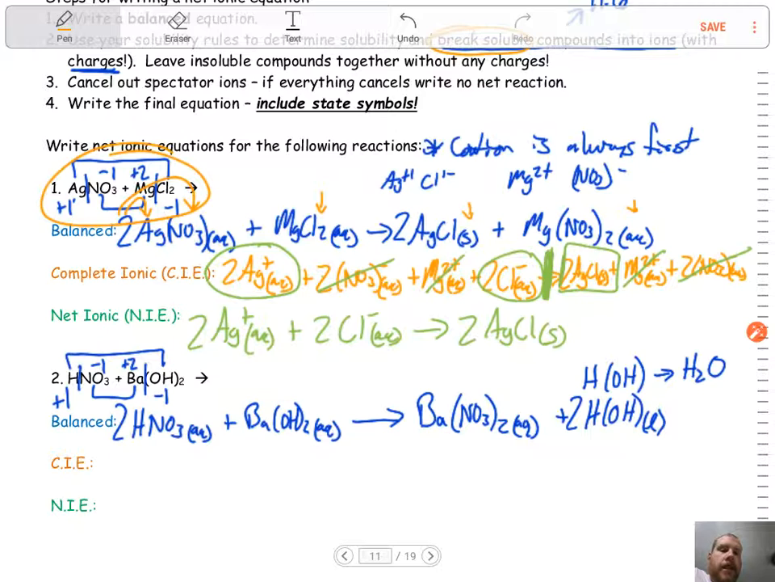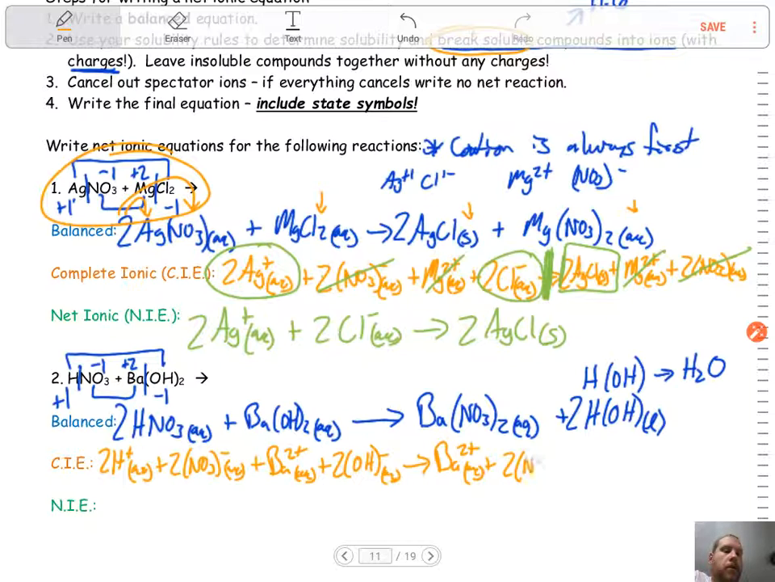So HNO3, that's going to be broken up. I've got 2 hydrogen ions, aqueous state of matter, plus 2 nitrate ions, aqueous state of matter. I can split barium hydroxide up because it's aqueous as well. Ba2+ plus 2 hydroxide ions, aqueous state of matter. Can I split up barium nitrate? Yes, I can because it's aqueous as well. Ba2+ aqueous plus 2 nitrate ions, aqueous.